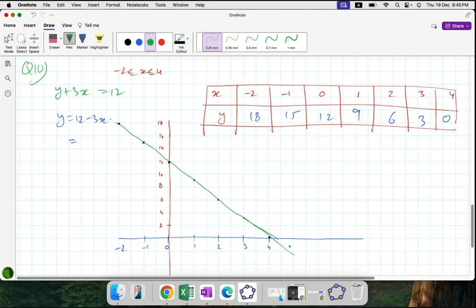Yes, I'm sending you. So did you get it? Yeah, let me check. That's correct. We have the intercept at 12 and we have the intercept at 4.